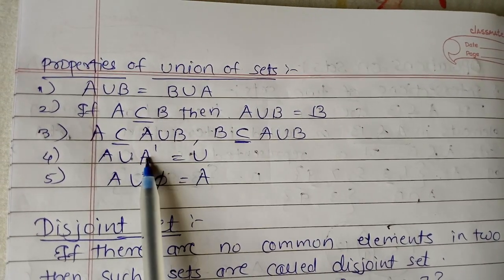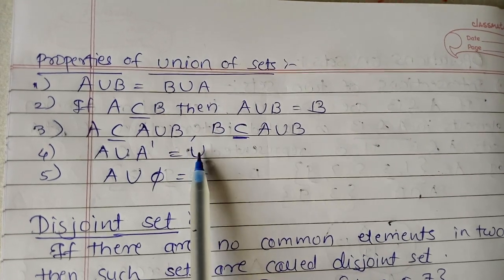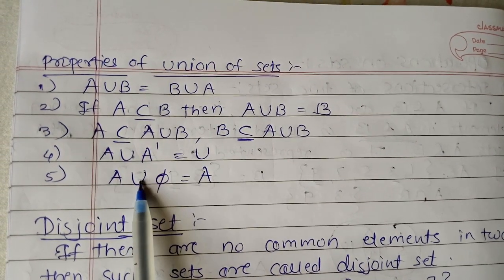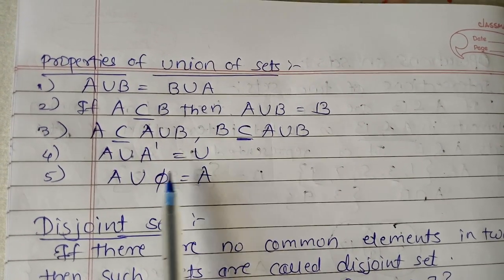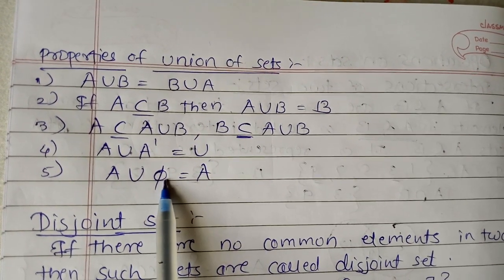A and A complement का union रहता है the universal set, that is U, and A union phi is nothing but A, phi or empty set.